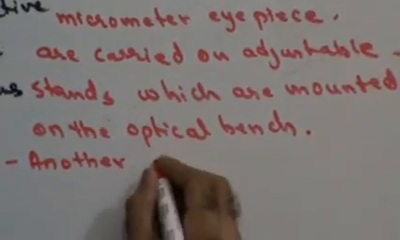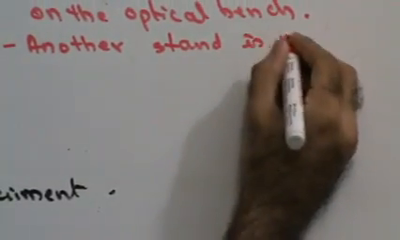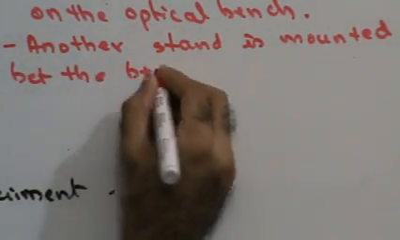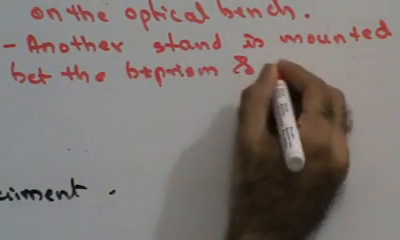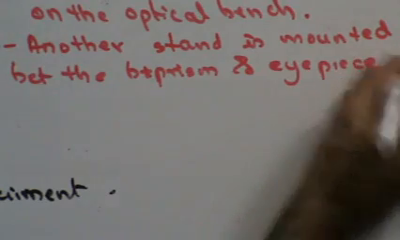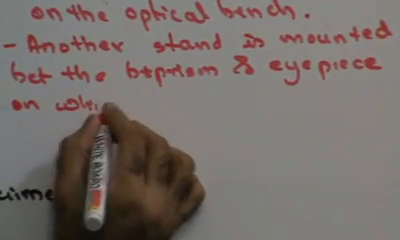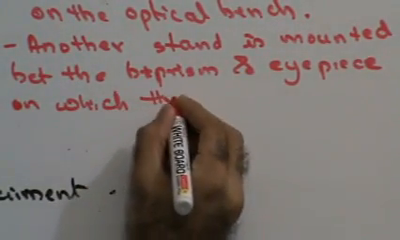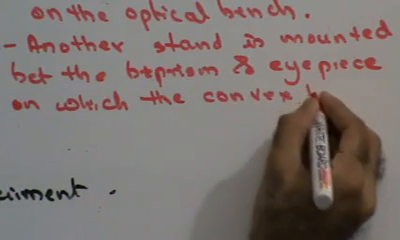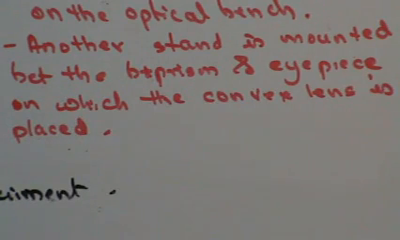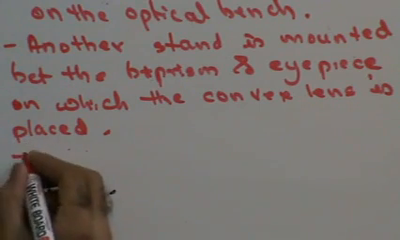Another stand is mounted between the biprism and eyepiece, on which the convex lens is placed. Now the slit and the biprism can also be rotated about the horizontal axis.